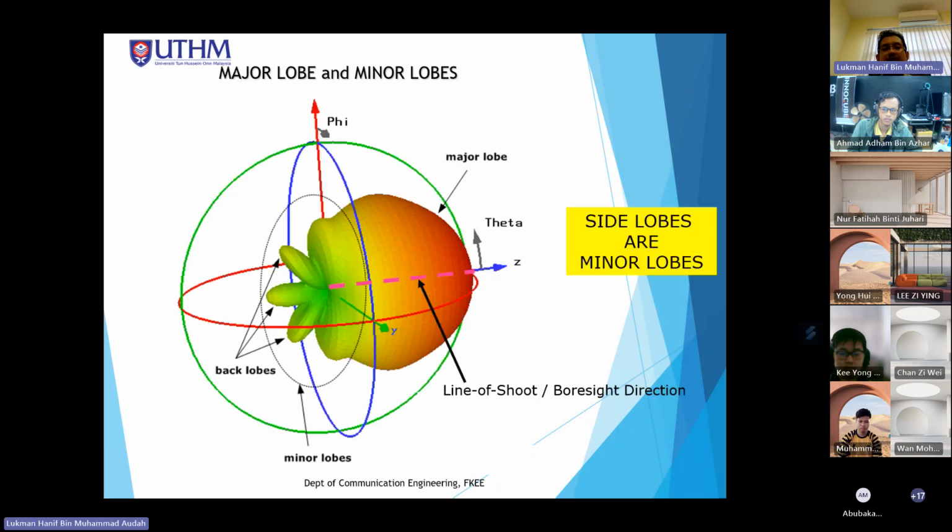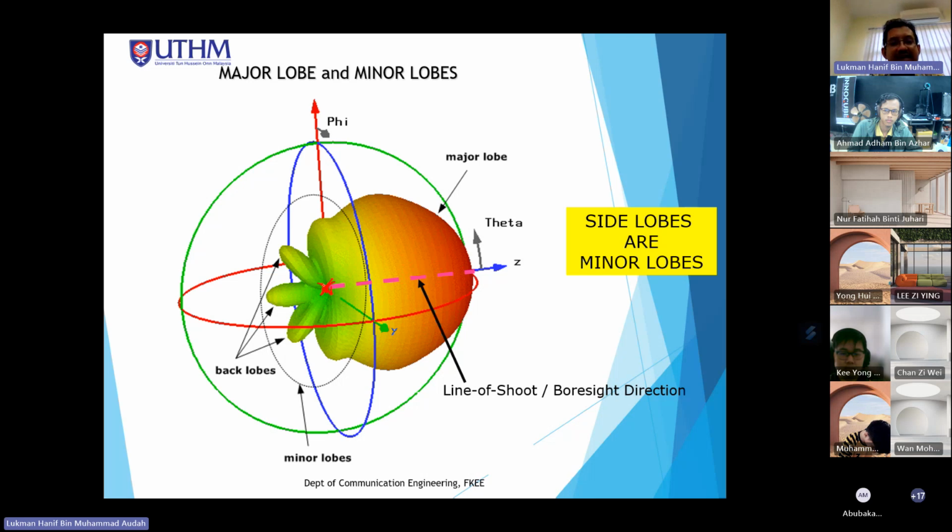There are two kinds of radiation pattern. We have the 3D radiation pattern, like in this slide. This picture is a 3D radiation pattern. We also have a 2D radiation pattern. As I said, for the radiation pattern we want to see the direction of the wave, at which angle, and also the strength of the wave. If you see from this picture, the antenna is located at the center of the radiation pattern.